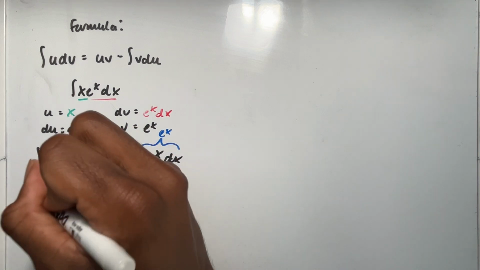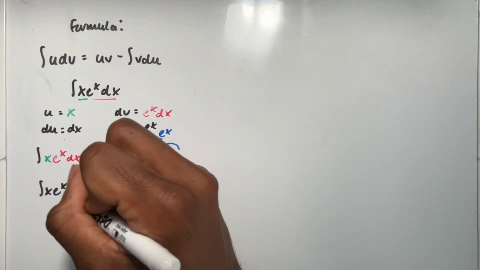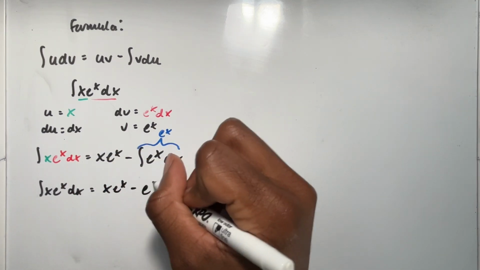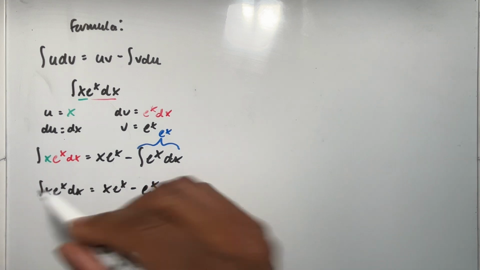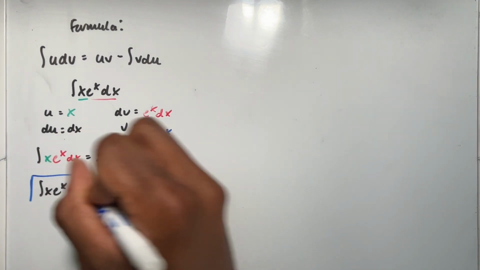So I'm going to rewrite the integral again. The integral of x times e to the x dx is going to equal x e to the x minus e to the x. And if you're using indefinite integrals, then you're going to put a plus c, and that's going to be your answer.